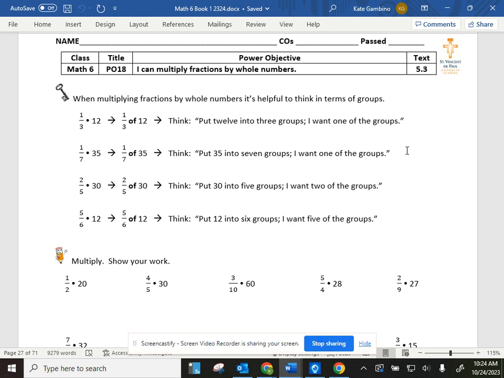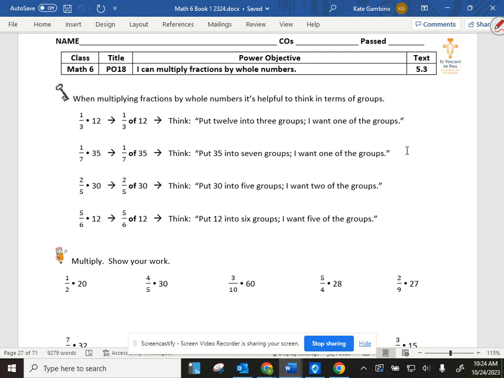When multiplying fractions by whole numbers, it's helpful to think in terms of groups. So 1/3 times 12 is 1/3 of 12. So put 12 into 3 groups, and I want one of those groups. So what would 1/3 of 12 be, Madeline? It would be 4.